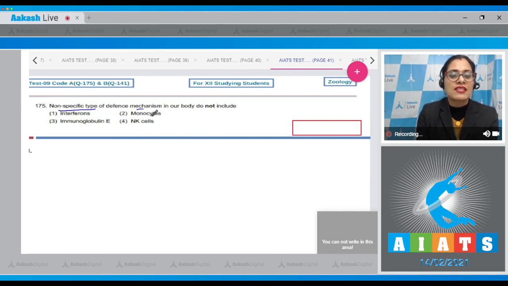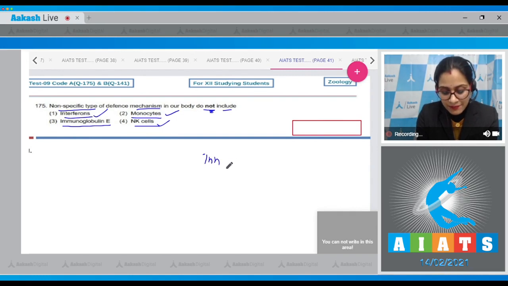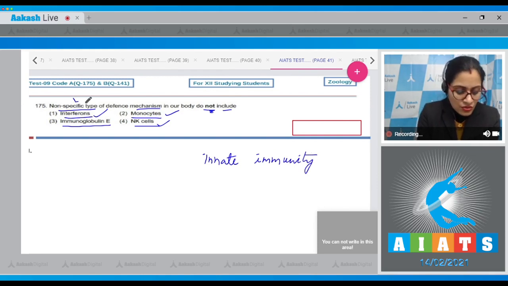Non-specific type of defense mechanism in our body do not include. Options are interferons, monocytes, immunoglobulin E, and NK cells. And as interferons, monocytes, and NK cells are part of innate immunity, which is non-specific, so these cannot be the correct answer.